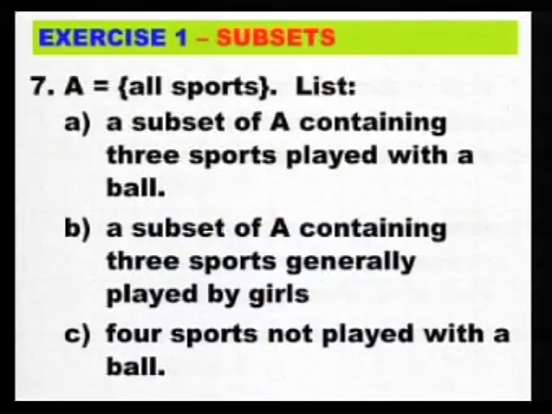Any volunteers for question 7? It says A is all the sports. List a subset of A containing 3 sports played with a ball. B, a subset of A containing 3 sports generally played by girls. And C, 4 sports not played with a ball. Maybe this one we can do it orally. Who wants to do A?